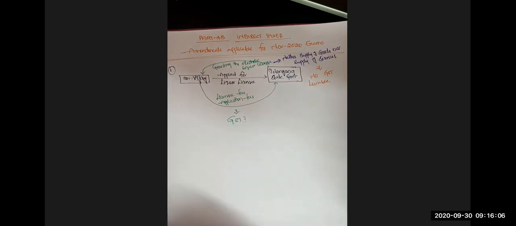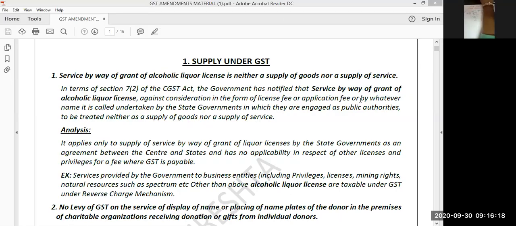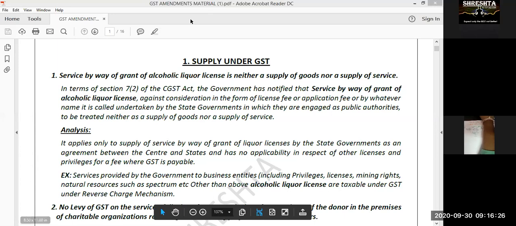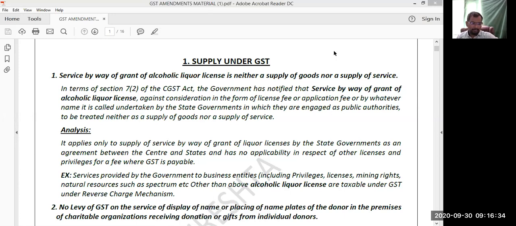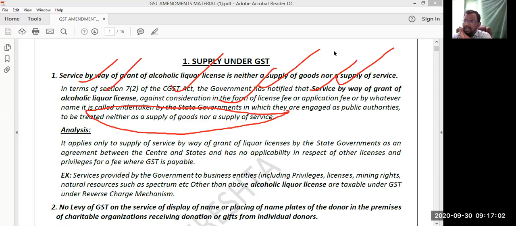So now let's move to the material again. That is the first transaction. Services by way of granting of alcoholic liquor license against the consideration in the form of license fees or application fees by whatever name called, undertaken by the state government in which they are engaged as public authorities, are to be treated neither as a supply of goods nor as a supply of services. Hence not liable to GST.